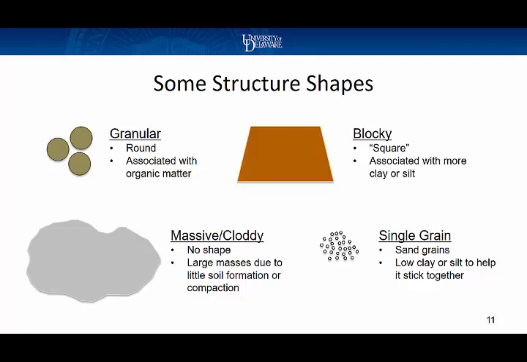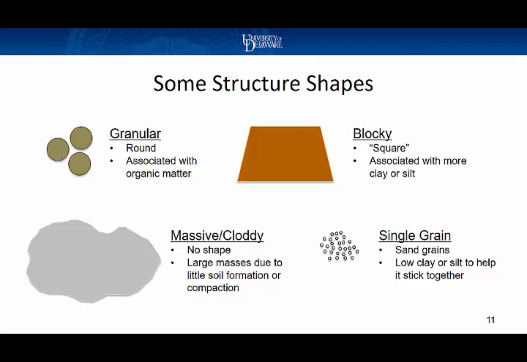You can also have massive or cloddy. Massive is usually going to be associated with rock structure or that C horizon. The clods under the NRCS is more what we associate with a compacted soil due to our practice in the field, our management. So a clod is going to look like a block, but it's going to be a big, jam-packed piece of soil that doesn't have a lot of pore space in it.